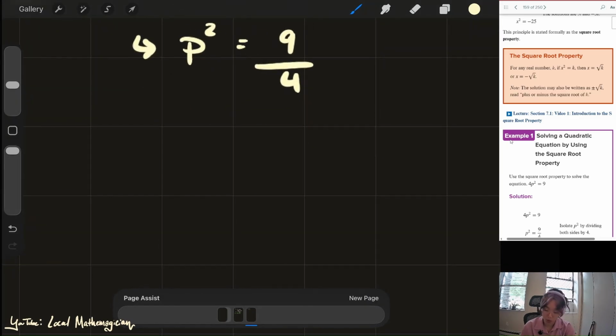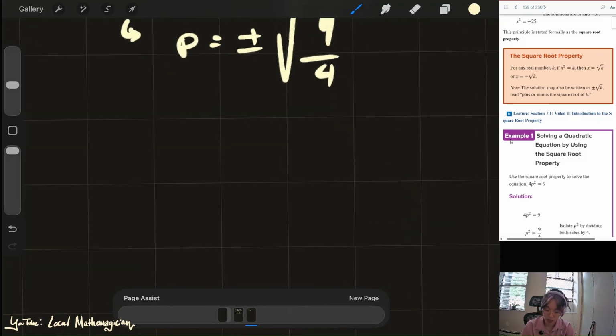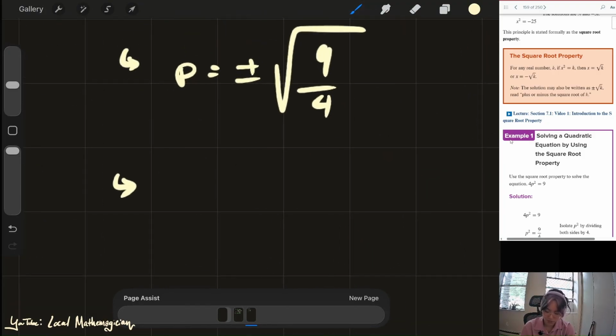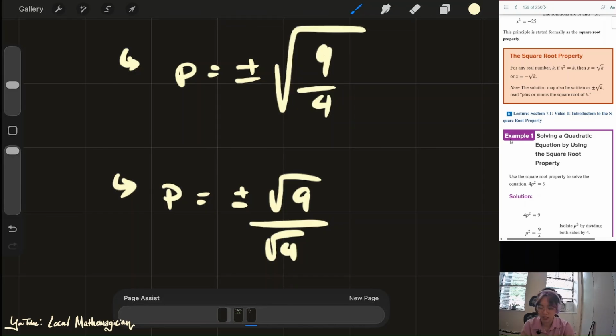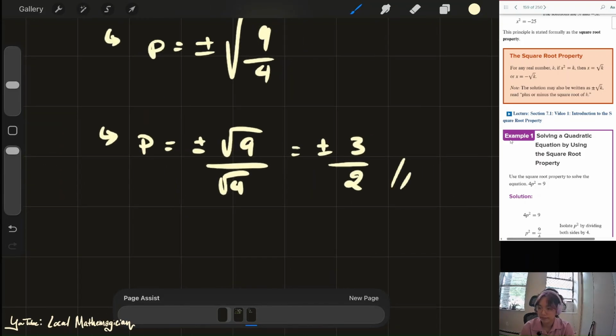Then you square root both sides. So you get p is equal to positive negative root 9/4. And if you remember from last week's video, or 2 videos back, I suppose, you can actually distribute this as positive negative root 9 over positive negative root 4, right? But fundamentally, you can actually just break this down as root 9 is 3, root 4 is 2, and you're done. That's the square root property.